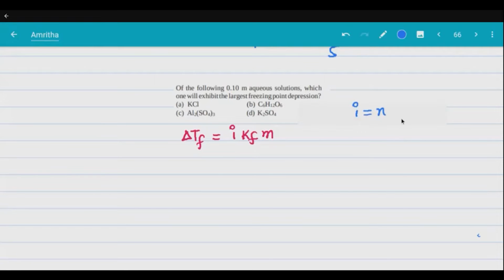But sir, how do we find out the i value here? Kf value is fixed. This is a fixed value for each and every solution, right? All our aqueous solutions, the solvent is water, right?